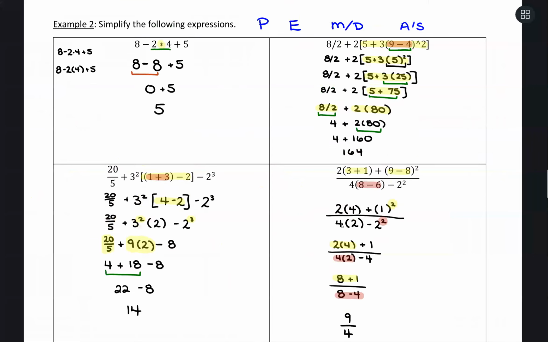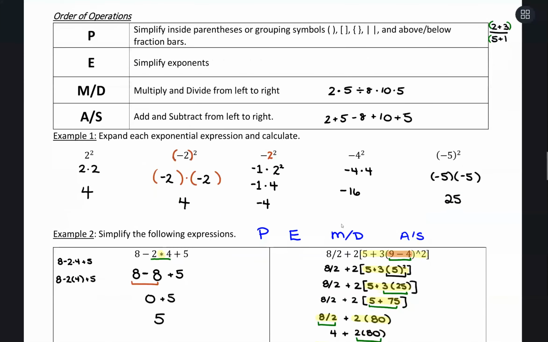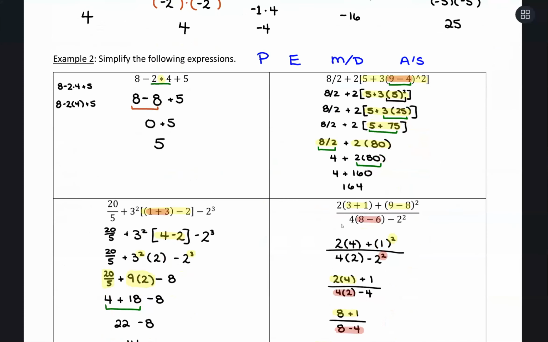All right, that's our order of operations. We're going to be using that so much. Like I said, you don't necessarily need to show as many steps as I'm showing here, but this is what it would look like to completely follow PEMDAS.